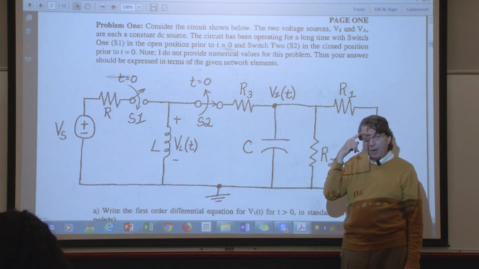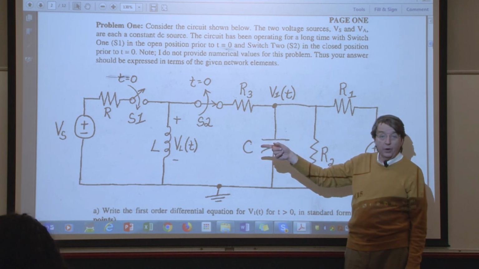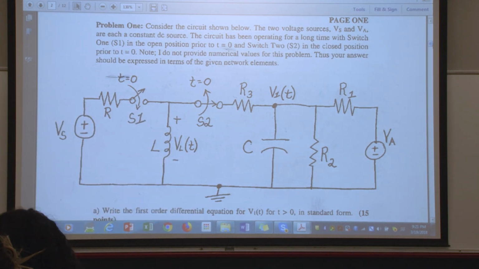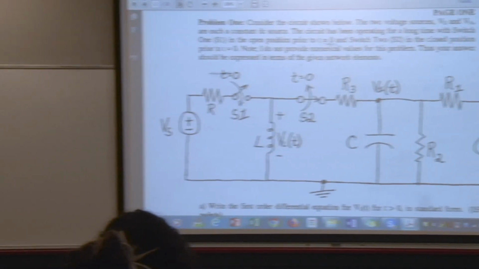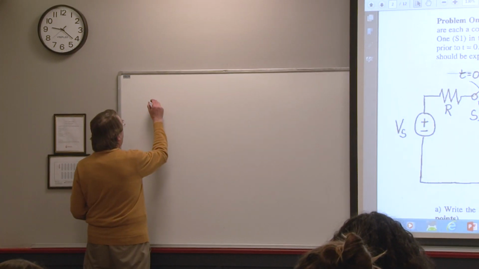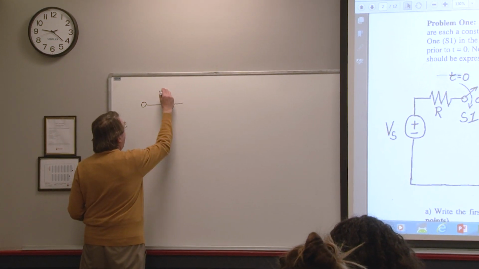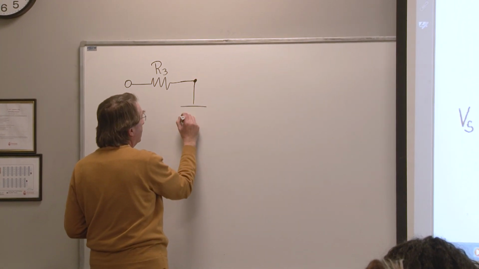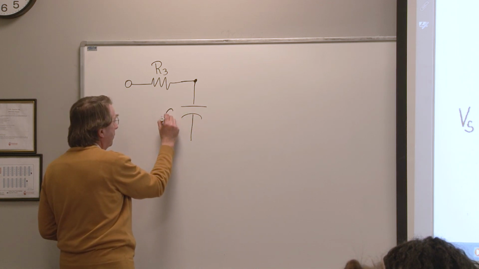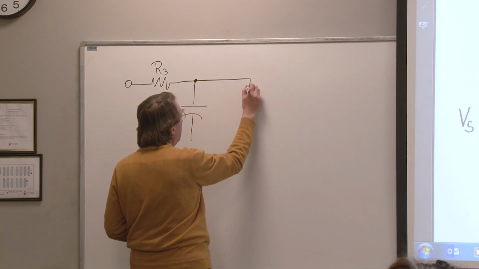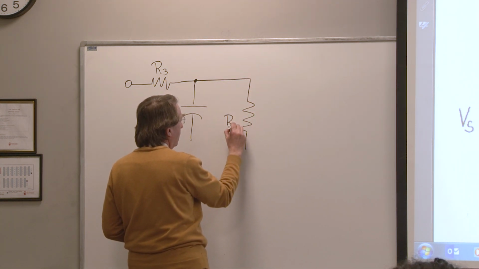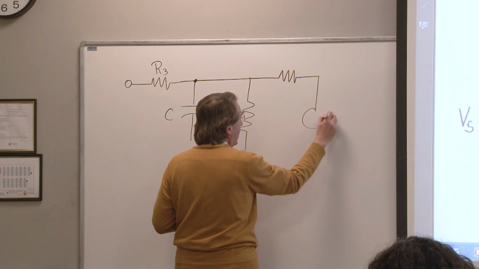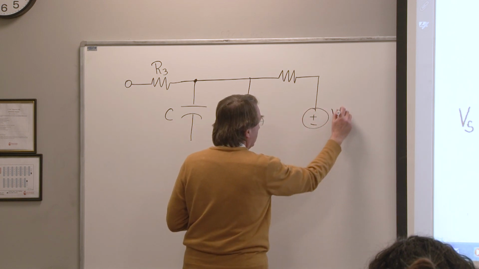So to make sure I understand this problem, I'm going to walk over here to the side of this board and I'm going to draw the circuit for t greater than 0. So what I notice is I have R3 and then I have a capacitor. Okay, that's C. And then I have R2. And we come into R1. And then we go into the voltage source, which is VA.